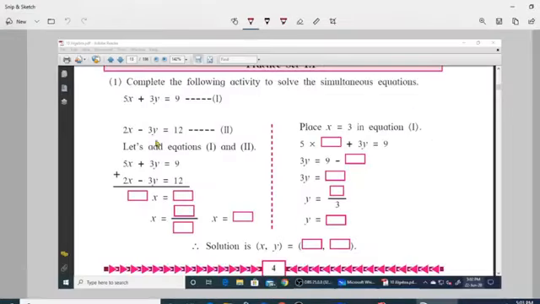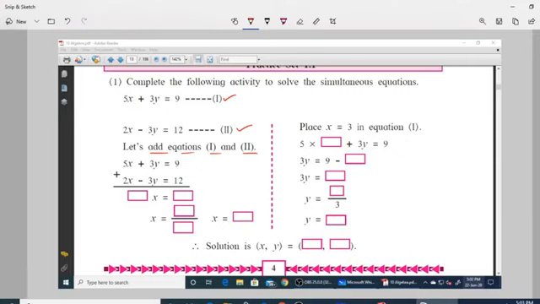So this is our activity, and I'm going to solve it. Look, in this activity we have two equations. This is equation number 1, this is equation number 2. Let's add equation 1 and 2. We have already studied in 9th standard how to add linear equations in two variables.